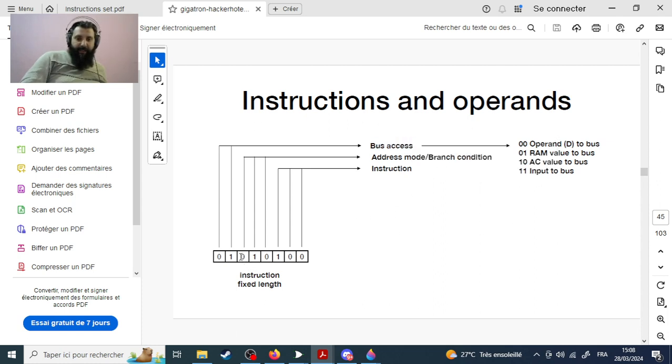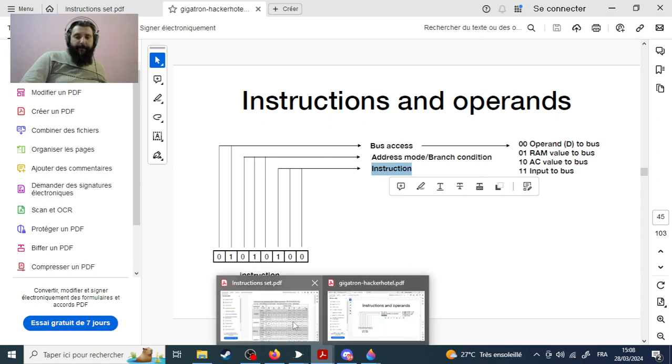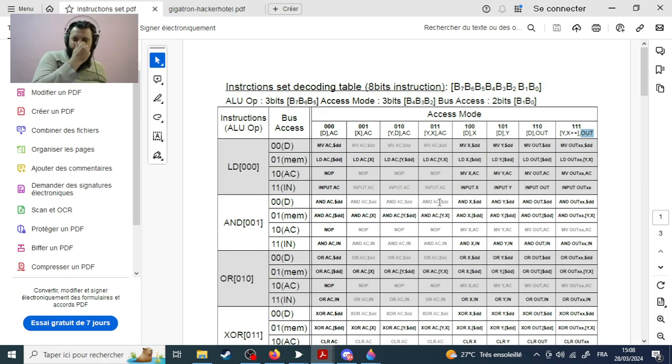And we have the 3 bits in the middle. They are used for two purposes: choosing the addressing mode or the branch condition. And we have the last 3 bits. They are used for choosing the proper instruction. You have to remember how many instructions do we have in our architecture? How many instructions do we have?